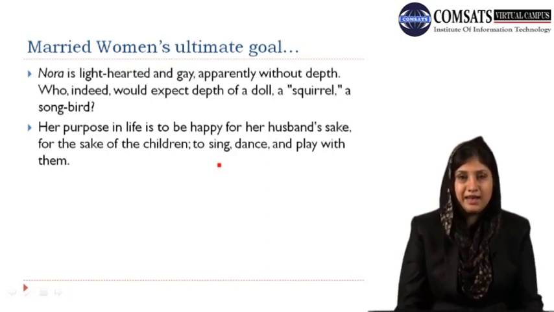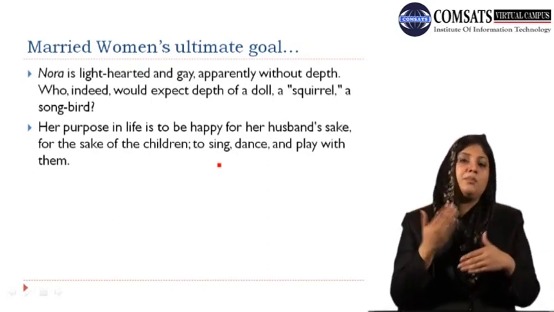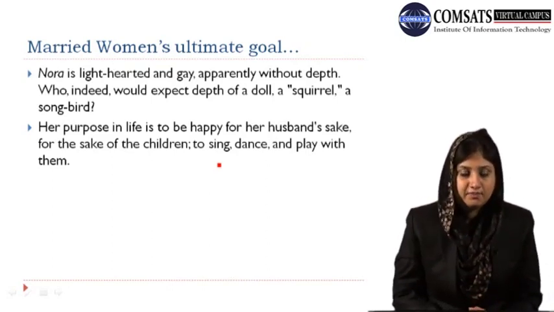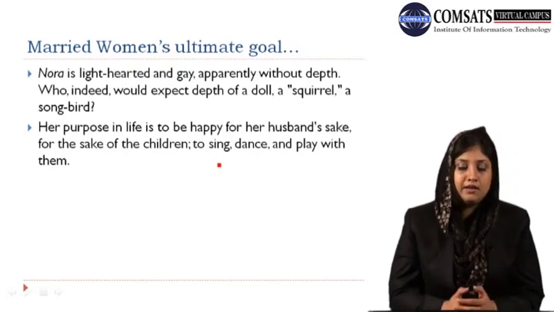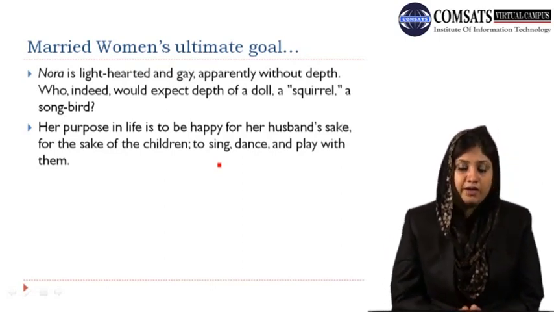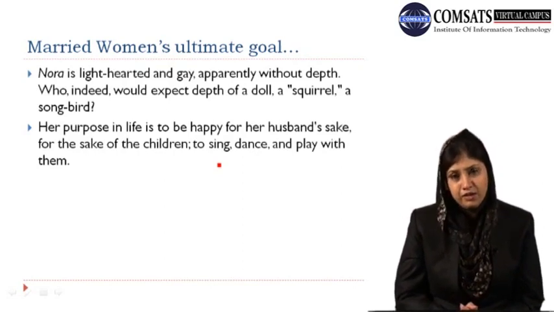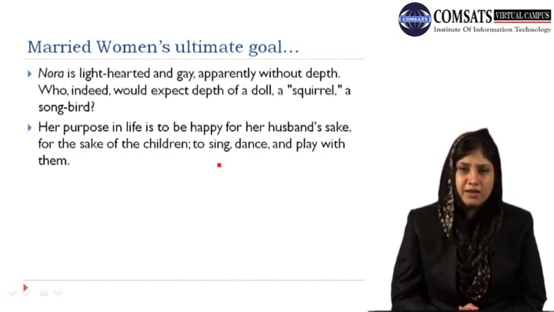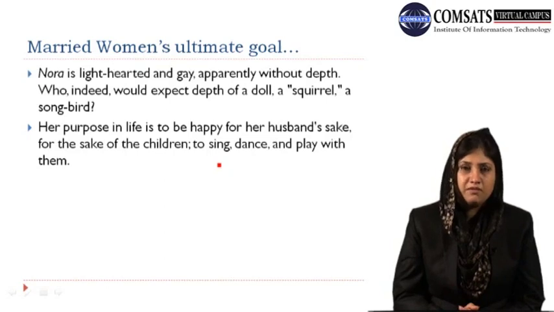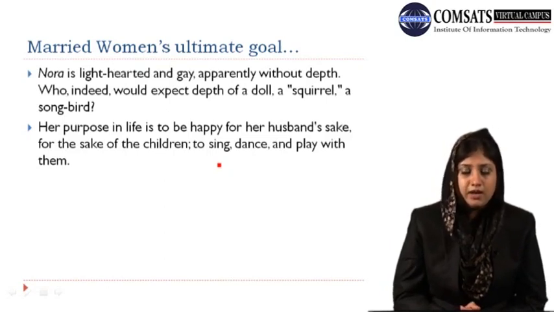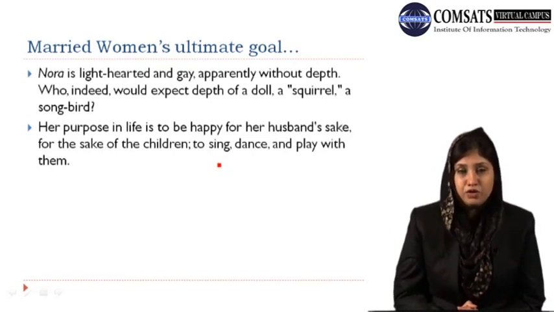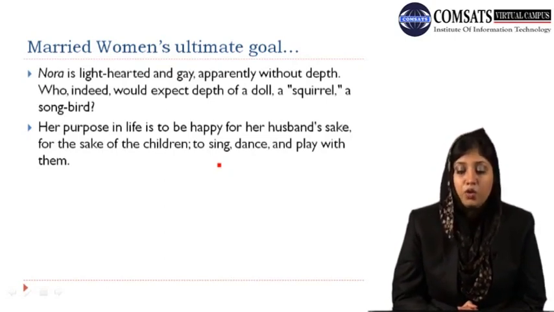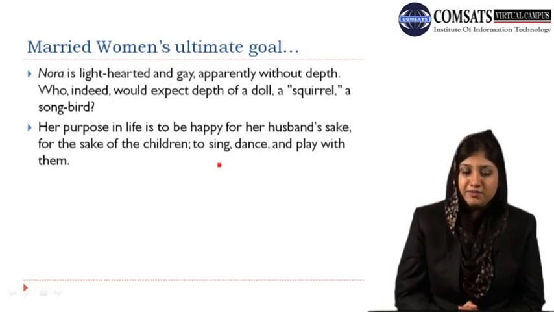So, do you see a clash here between appearance and reality? Apparently. And not only apparently, the way even Torvald perceives Nora is as a kind of childlike person who does not keep any debt, who is not wise, who is very foolish. So who would expect depth of a doll, a squirrel, a songbird?